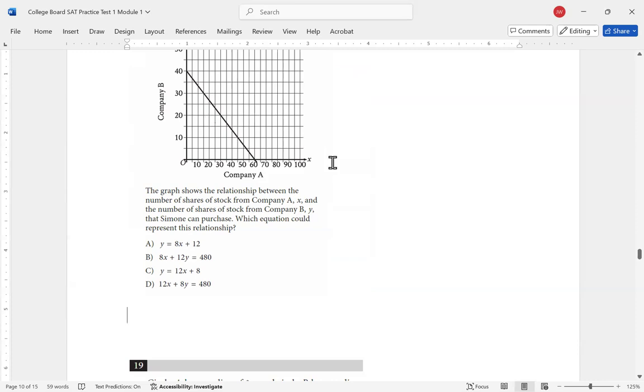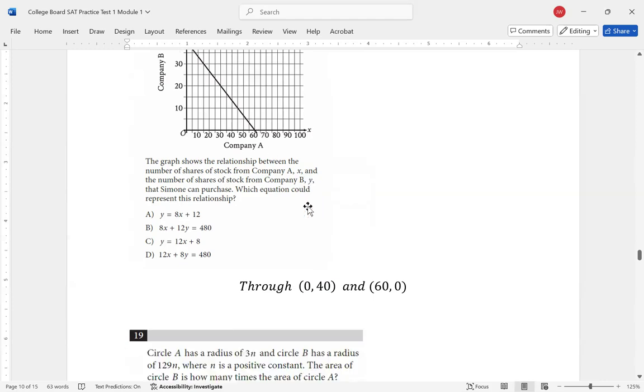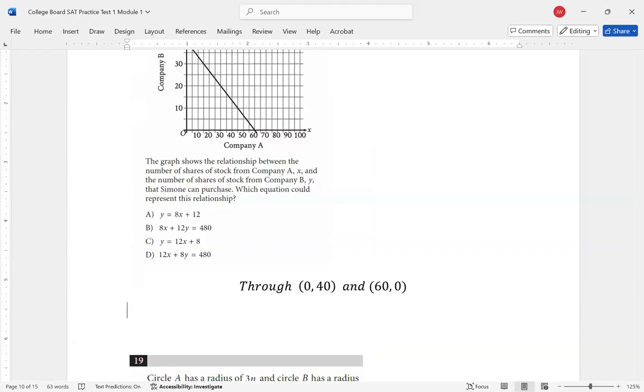And I want to point out that this line goes through 2 points. One of those points is 0, 40, and the other point is 60, 0. Again, both points on this line, 0, 40 and 60, 0. Therefore, if I plug these points in, they should give me true statements for the line. And that's probably how I would do this one. I would plug in those 2 points.